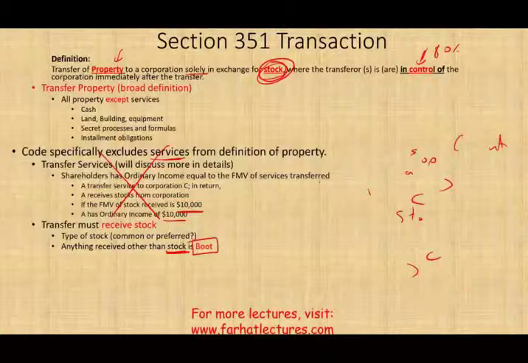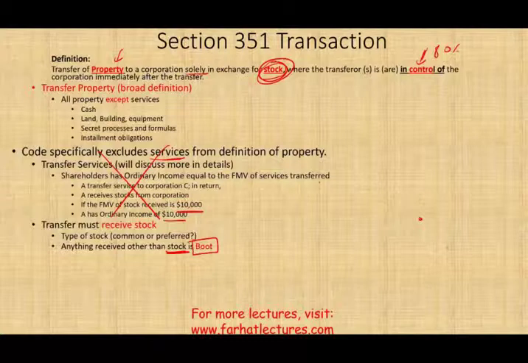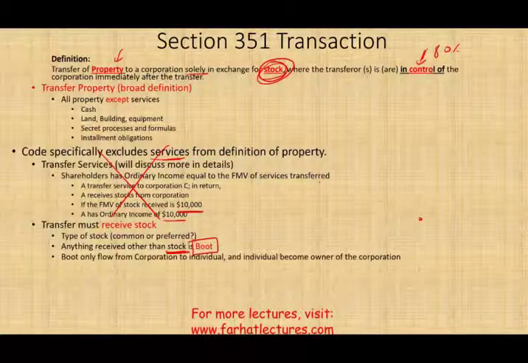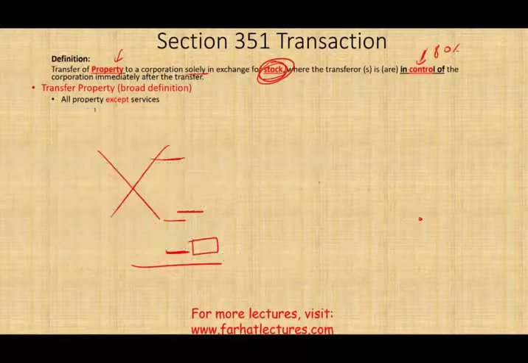And hopefully you remember what a boot is from the like-kind exchange when we did the like-kind exchanges. So if you receive anything other than stocks of the company, you might receive cash. You might receive the stocks of other company. You might receive property. We need to talk about this later on. But boot, for our purposes, only flows from the corporation to the individual. So remember this picture here.